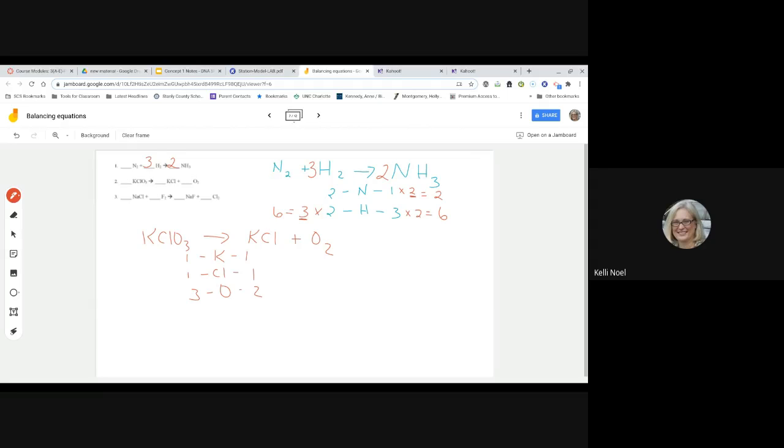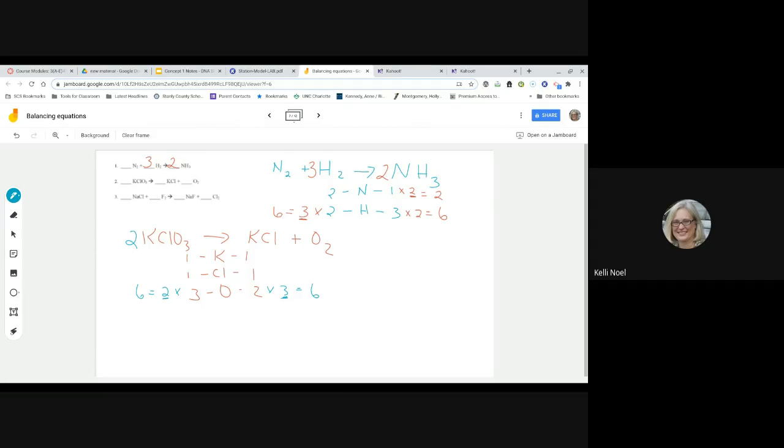Well, this time I am going to start with my O's because they're the only ones that are unbalanced. So I'm going to switch gears again with my colors. So to get this balanced, if I multiply this side by 2, I get 6. If I multiply this side by 3, I get 6. So what I multiplied by on the left, the 2, goes in front of the 2 KClO3.